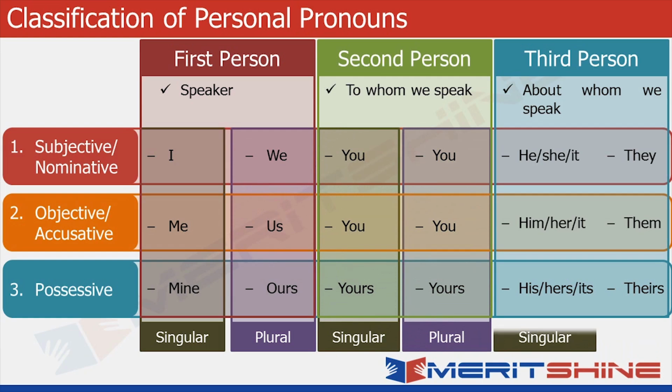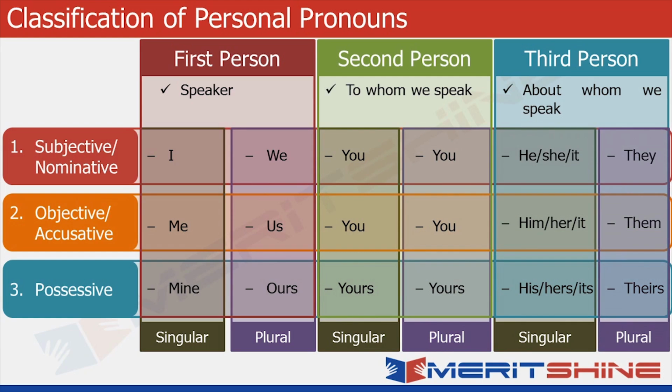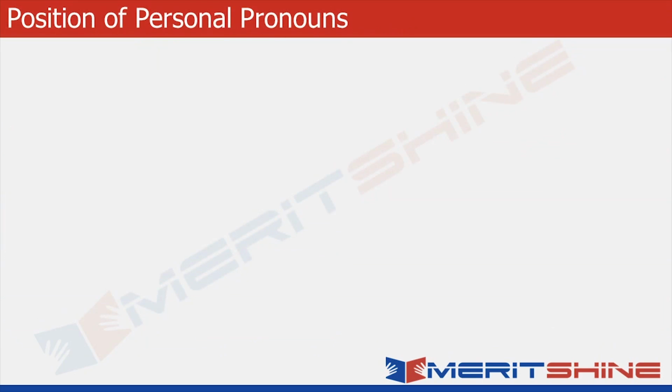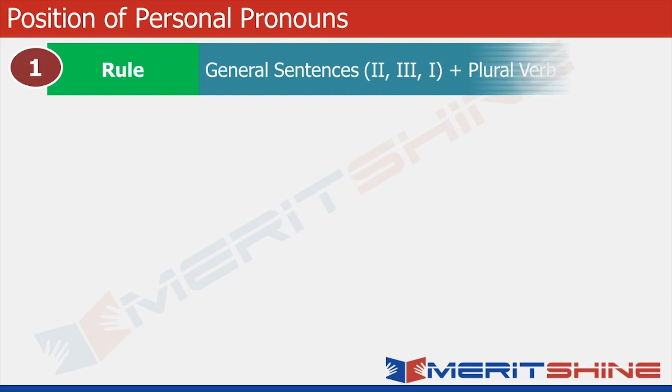When there is more than one personal pronoun in a sentence, some order is expected in their occurrence in the sentence. In general, the order of personal pronouns should be second person, third person, followed by first person, and together they take a plural verb.